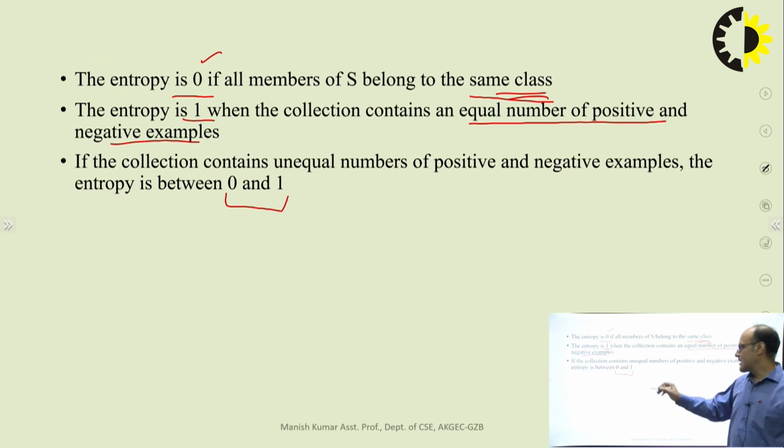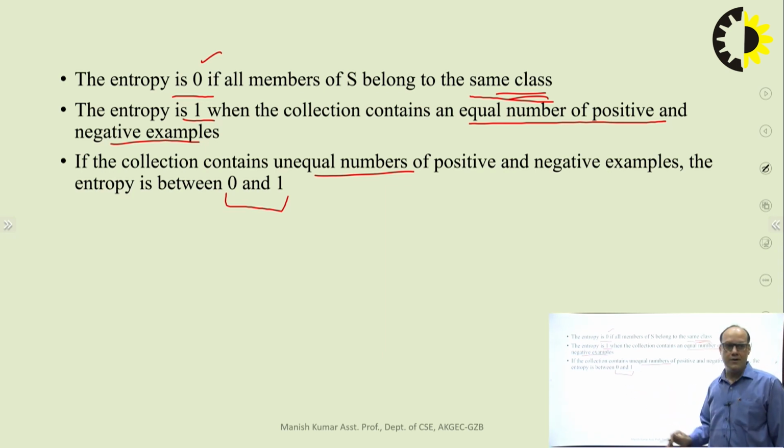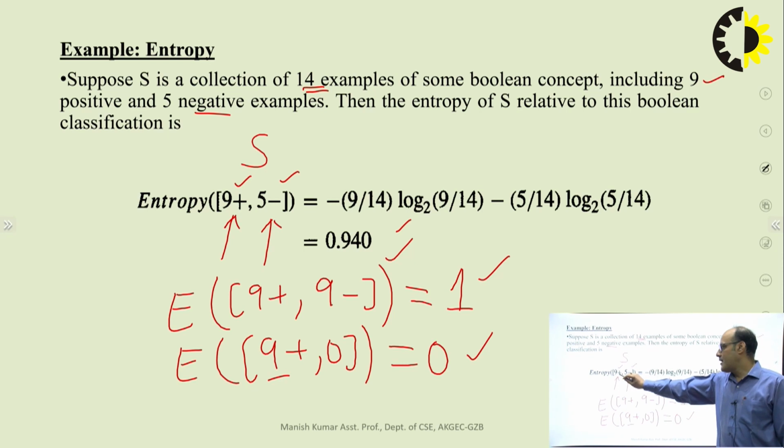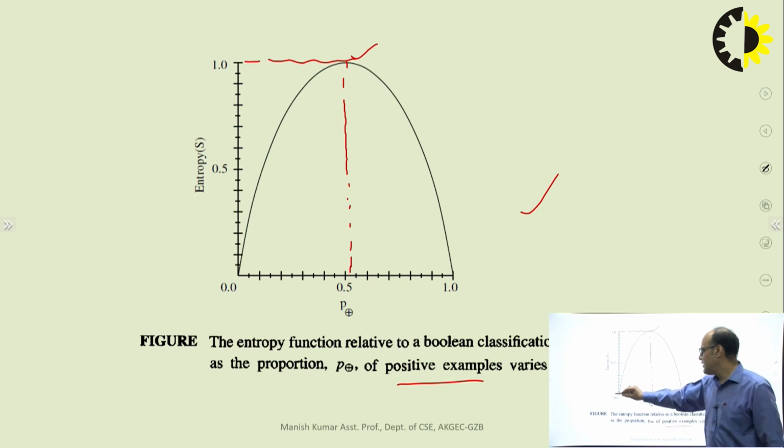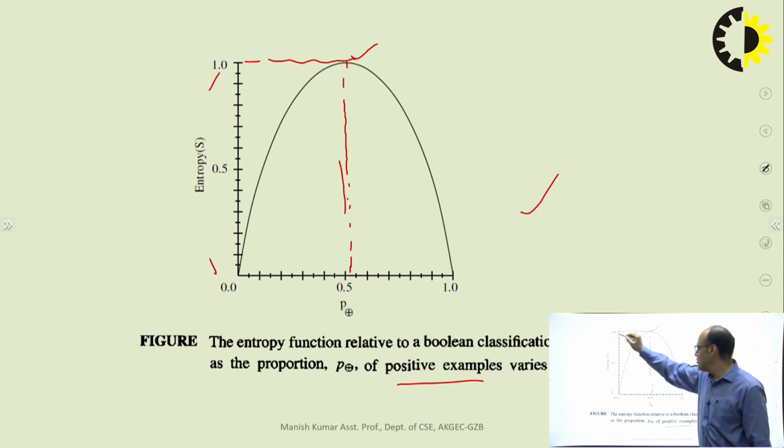So, that is the key point we have to keep in mind. And if the collection contains an unequal number of positive and negative examples, then we need to calculate the value, and that value will lie between 0 and 1. In our case, 9 positive, 5 negative, the value is 0.940. It will always lie between 0 and 1. Okay? So, we have calculated the entropy. This is the graphical representation of this function related to the Boolean classification as the proportion of positive examples varies between 0 and 1. So, we know that entropy will lie between 0 and 1.